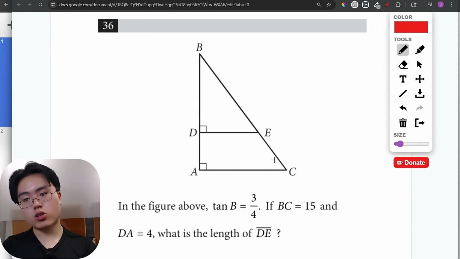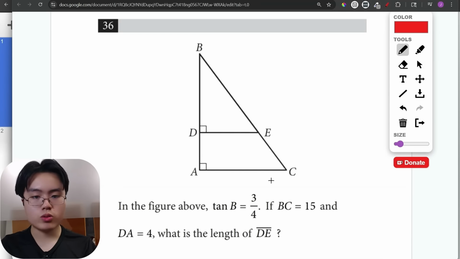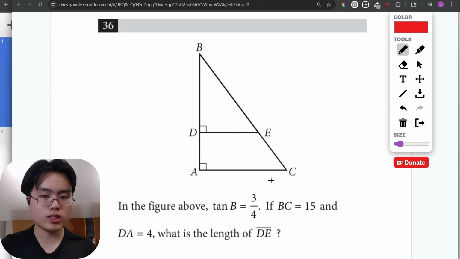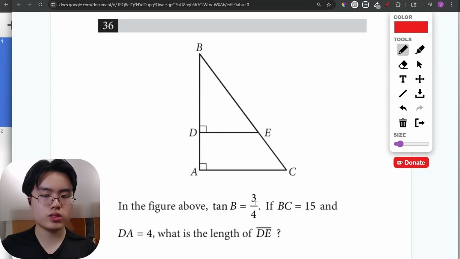Here was an even harder question than the previous two questions, but this is also a similar triangle question. I want you to pause the video and see if you can solve this. At least get an idea of how you can get the answer, and then hopefully you did it by now. Let's try doing this. So in the figure above, tangent B equals 3/4.